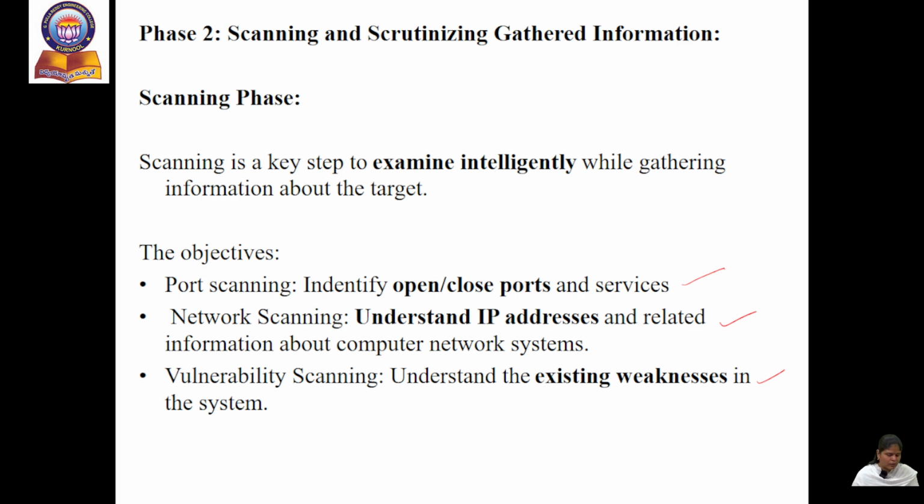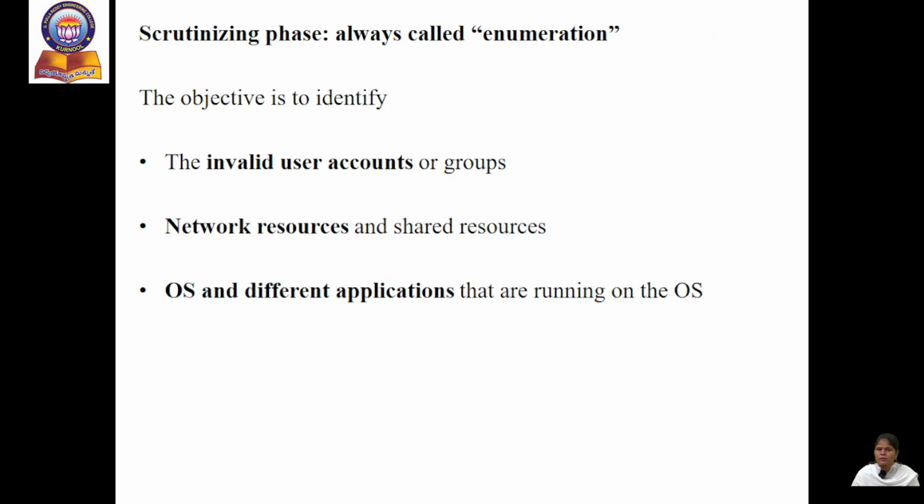The next one is the scrutinizing phase, also called enumeration. The objective is mainly to identify invalid user accounts or groups. That means after collecting all the information of all the people, he will just scrutinize it.